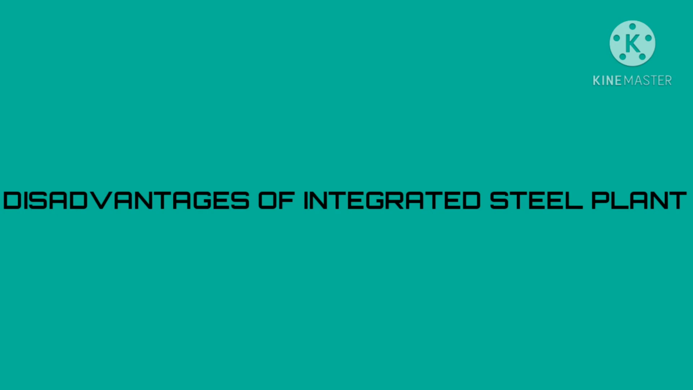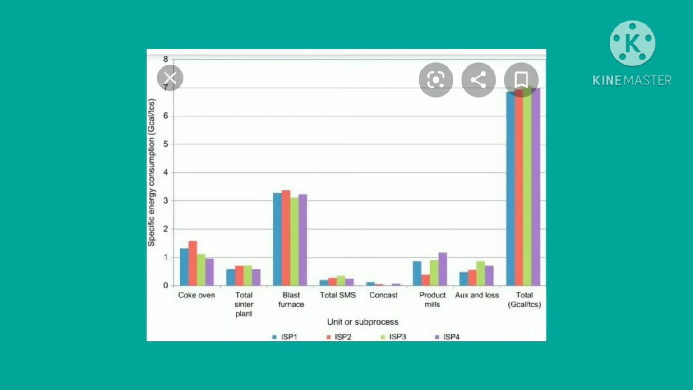Disadvantages: they need huge capital. The integrated steel plants' construction and gestation period is long. It is concentrated in the zone of raw materials. Other areas do not get the local benefit from it.